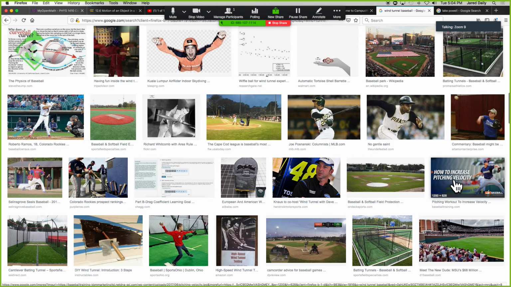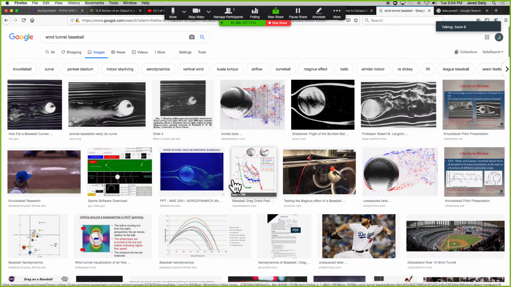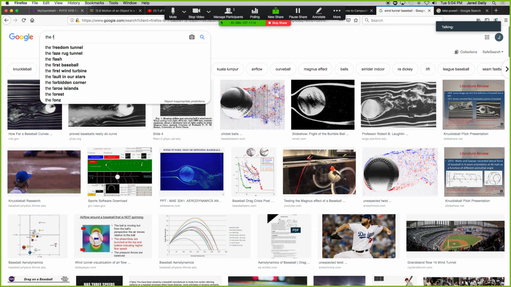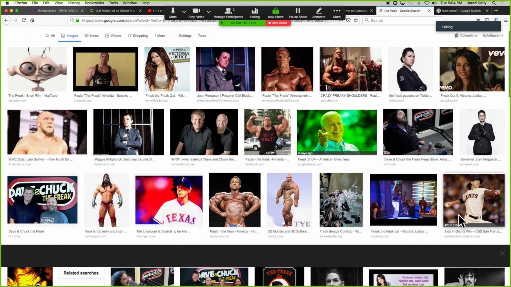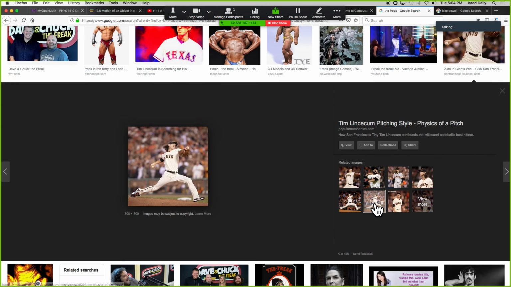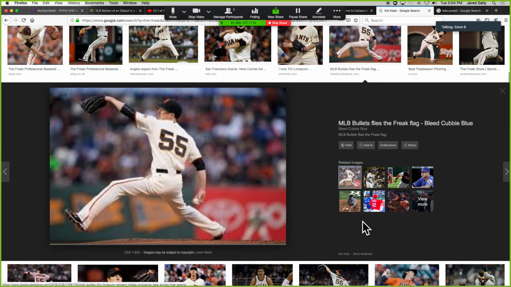So here's what you see normally when somebody's pitching, right? Arm here, this very open stance. That's not what I'm looking for. There it is. That is not what you normally see. And that doesn't even really show what I'm looking for. When he's in his full stance, this is what he looks like.